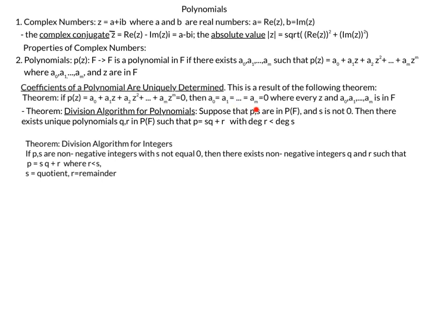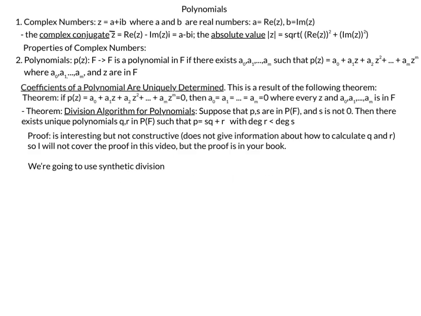If p and s are polynomials, we can in effect divide our polynomial p by s, and we'll get our quotient polynomial q plus our remainder polynomial r. And the important thing about the remainder here: for integers, r is less than s. For polynomials, we're going to have the degree of r less than the degree of s. And so this is what we're going to be using, the division of polynomials. However, the proof of this theorem is interesting, but it's not constructive. In other words, it doesn't give us an algorithm for how to calculate q and r.